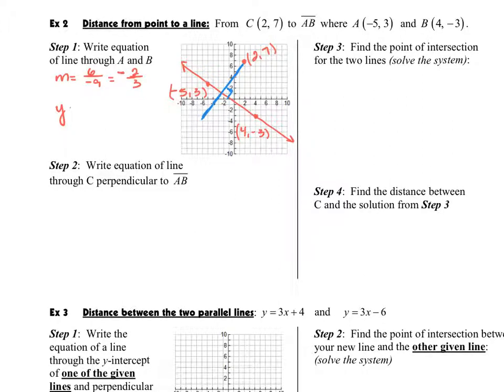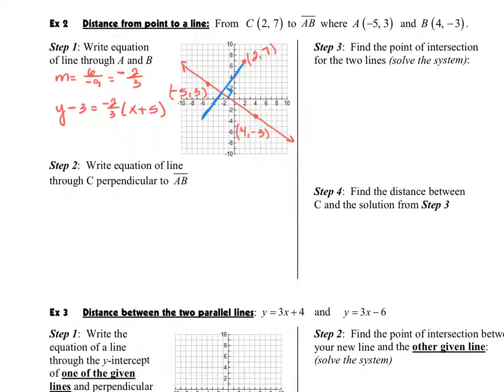So when I set this up with point slope, I'm going to say y minus 3. I'm going to use that slope that I just calculated, and now I'm going to write x minus the -5, so x plus 5. Now, if I try to distribute this -2/3 here, I'm going to end up with some fractions.